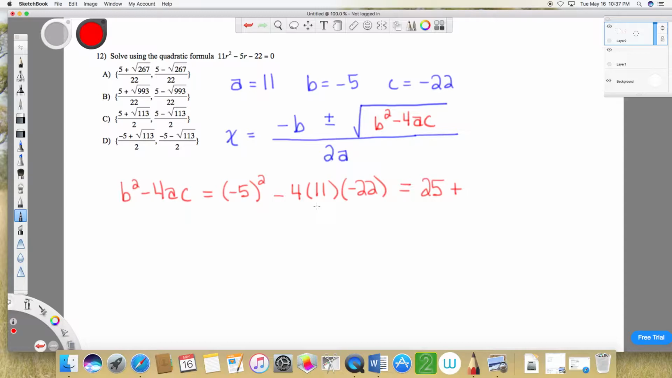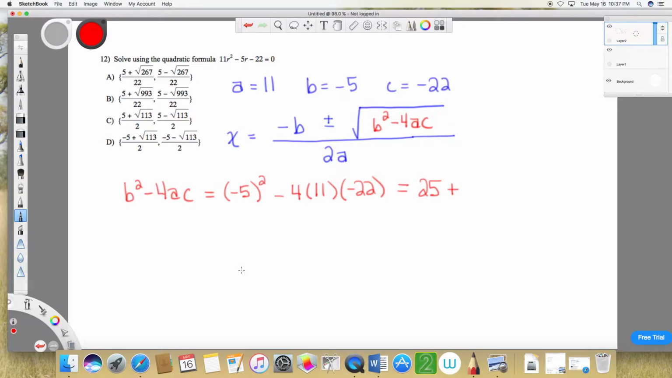So I get 968, and because this was the two negatives here, that's why I wrote it as positive 968. And if we add 25 to that, we get 993. Now, in a multiple choice test, we can already see that B is going to be the answer because it's the only one that has a discriminant of 993. But let's go ahead and prove that these are the answers to this equation.